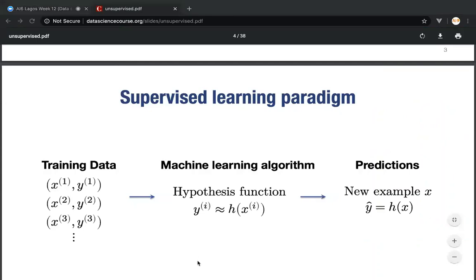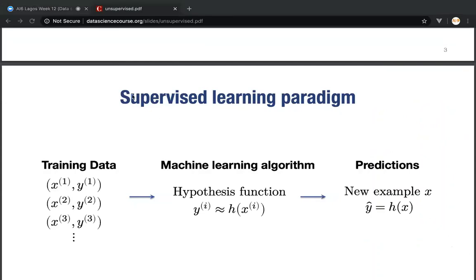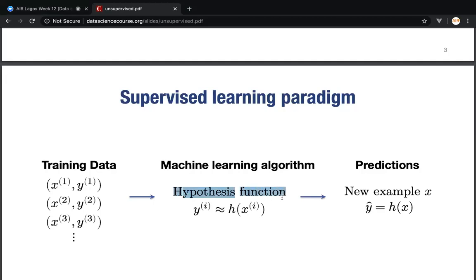So this is what we'll consider as a supervised learning problem where we have our training data x1, x2, x3, representing the different training examples. And then we have a y. So y is our ground truth. It more or less gives us an idea of how far away we are from predicting the right value, right? And then we have a hypothesis function.